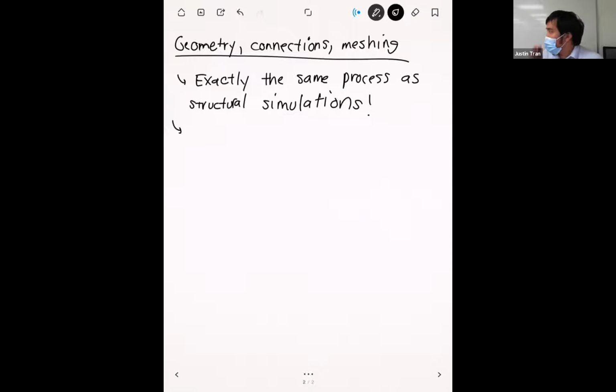Well, actually, there is one small difference, and this is an optional change, so you don't have to do this. Because we're running thermal simulations, and because the governing equation here is a lot easier to work with than the structural ones, we have a little bit more flexibility in terms of the mesh. In particular, we have flexibility in terms of the element order.